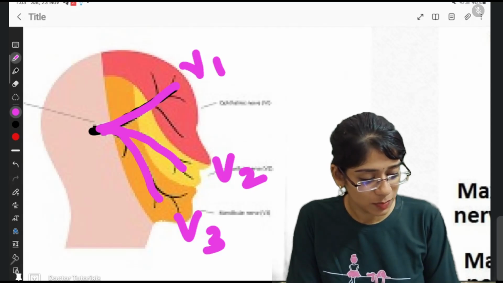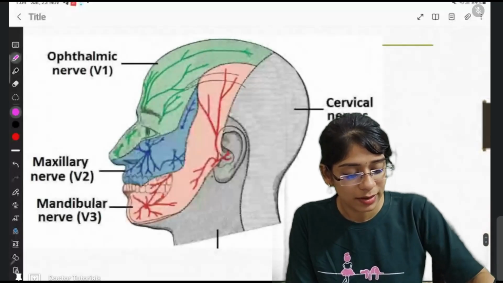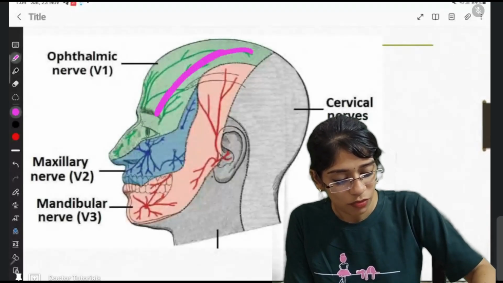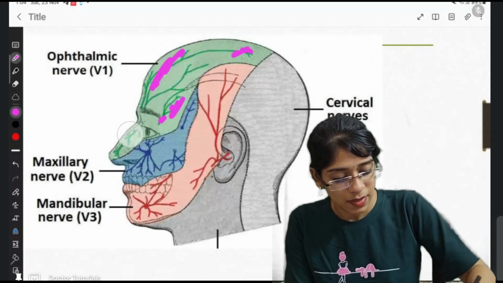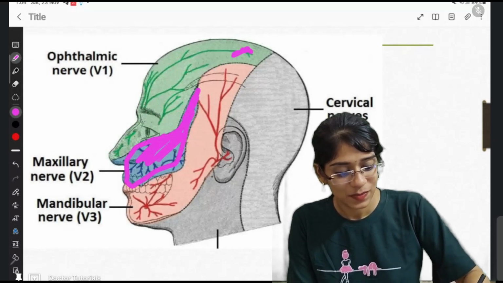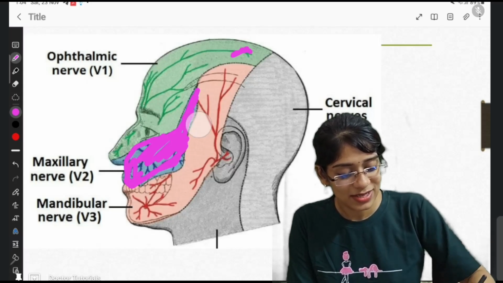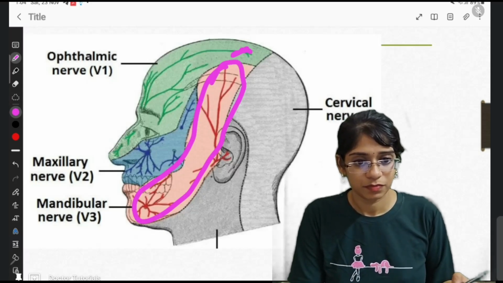Again, this picture shows the same thing, right? The trigeminal nerve divides into the ophthalmic nerve, which supplies this area, and then the maxillary nerve, which supplies this area, and then the mandibular nerve, which supplies this area.